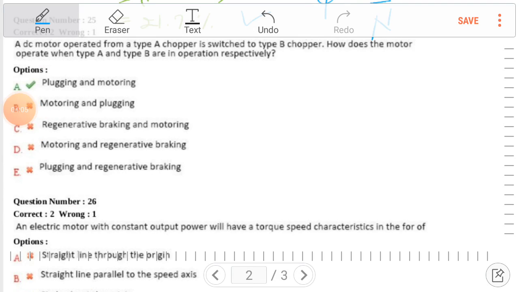A DC motor operated from a type A chopper is switched to type B chopper. How does the motor operate when type A and B are in operation respectively? So the answer is, for type A it will be in plugging mode and for type B it will be in motoring mode.